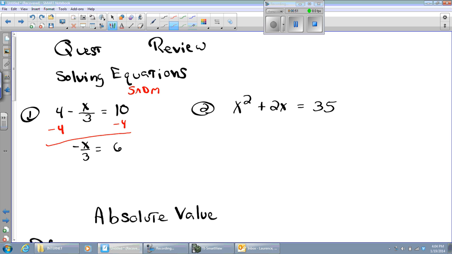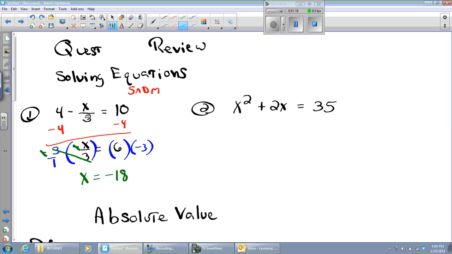And then now I'm going to have to multiply both sides by 3, but actually I'm going to multiply by negative 3. Why am I going to do that? Because it's going to take care of two problems for me at once. The 3's will cancel, but then so will the negatives. And I'll be left with a plain old x on the left-hand side. The right-hand side will equal negative 18.